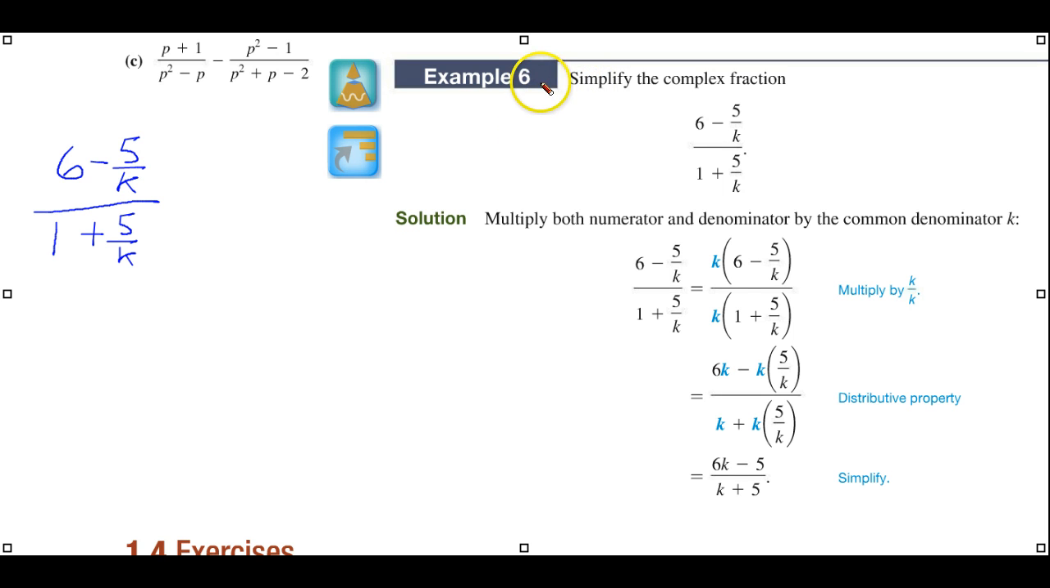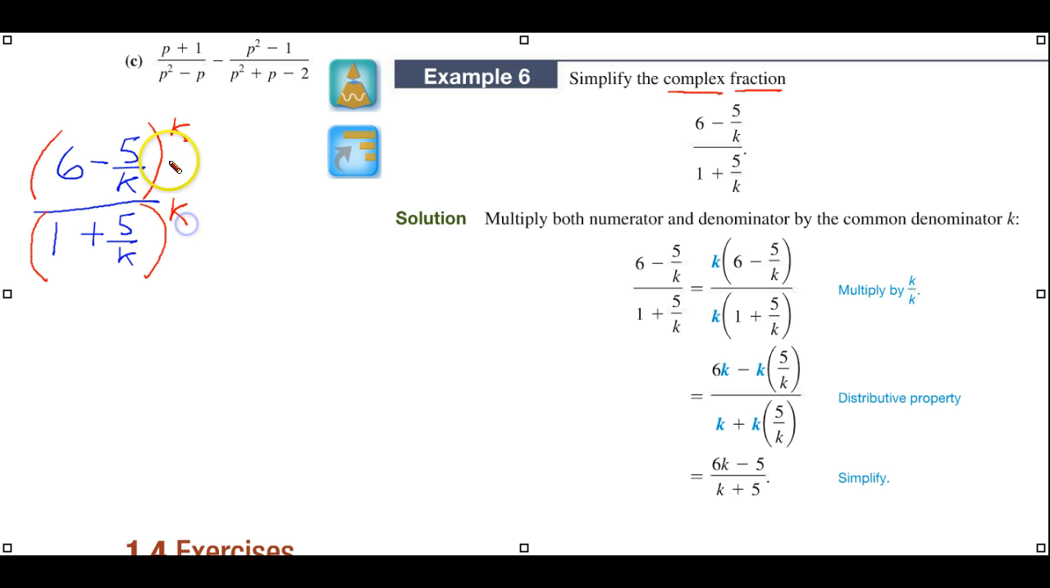In example 6, we're looking at something that's called a complex fraction. That is, when the numerator contains a fraction, and in this case the denominator contains a fraction. So what's the strategy for this? Now there's a couple of strategies, and they're showing you this one, where we look and say, what is our common denominator in the numerator, and what is our common denominator in the denominator? And the answer is it's k.